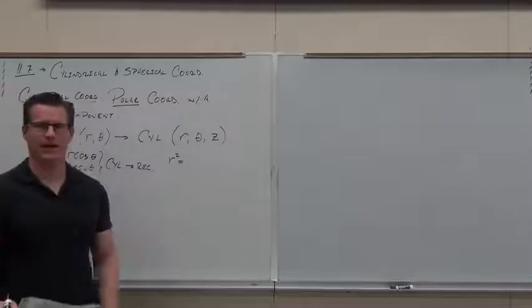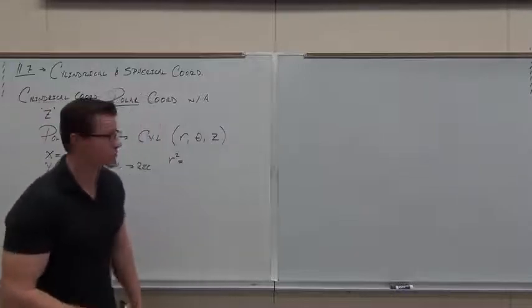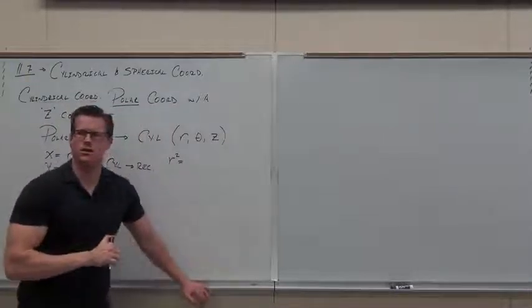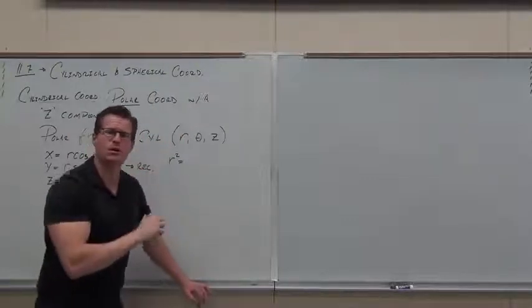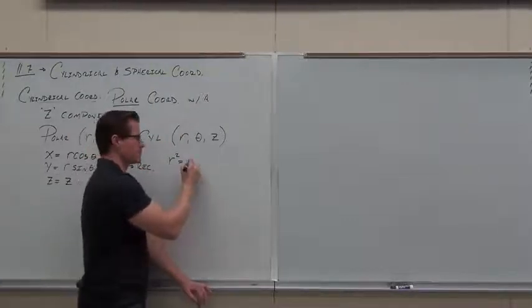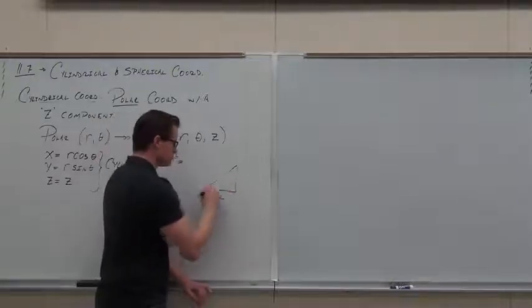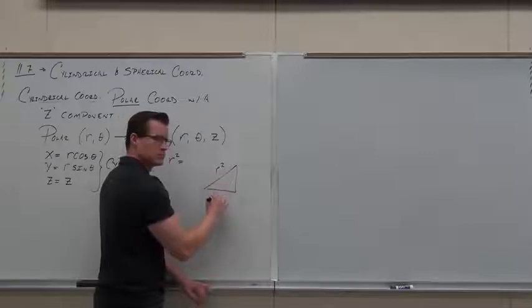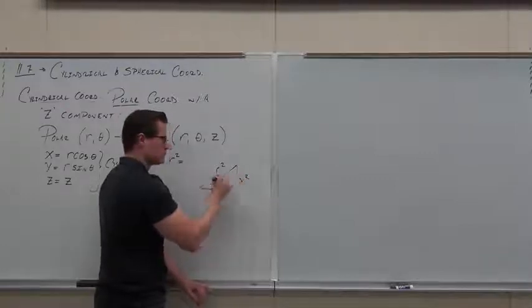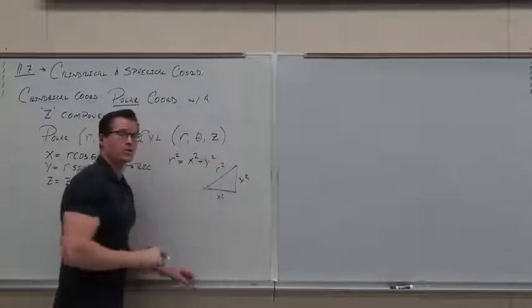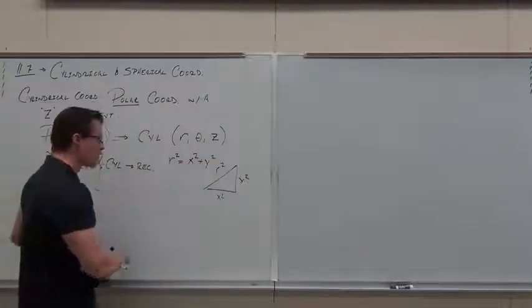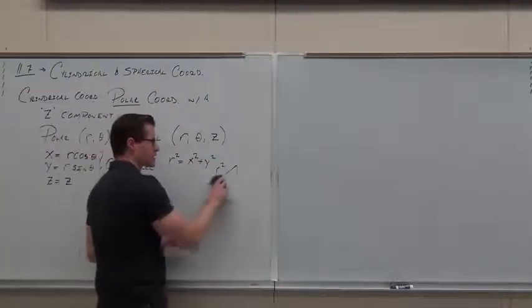This is just Pythagorean identities, right triangle trigonometry. Do you remember how much r squared is? If r is the little radius, the hypotenuse, if you will, how much would it be? R would be the square root. But r squared would be x squared plus y squared.